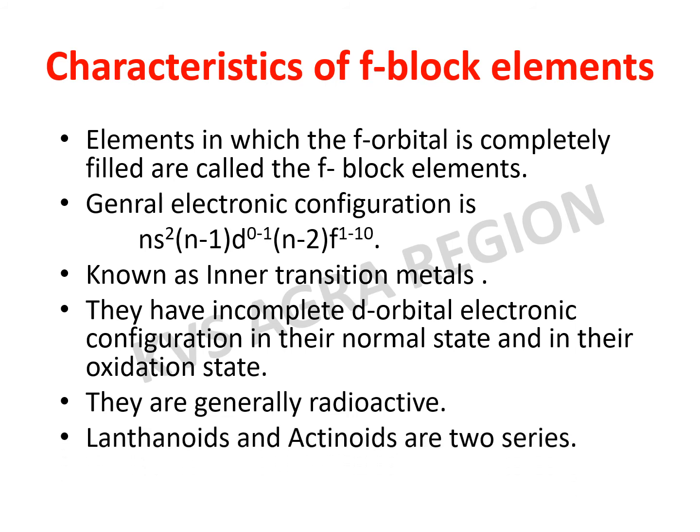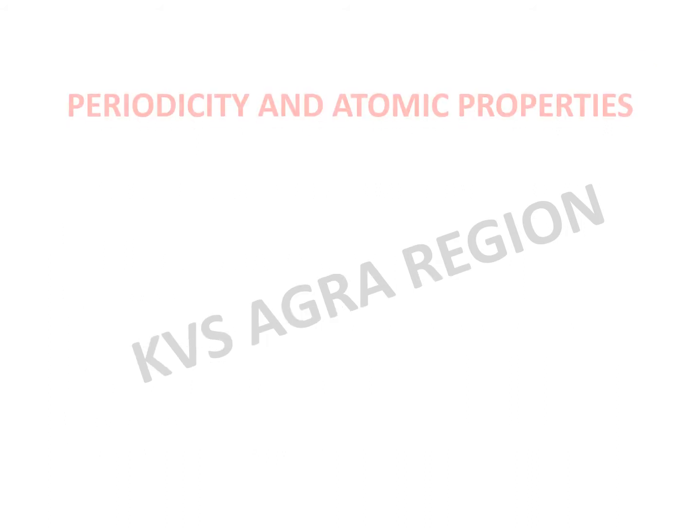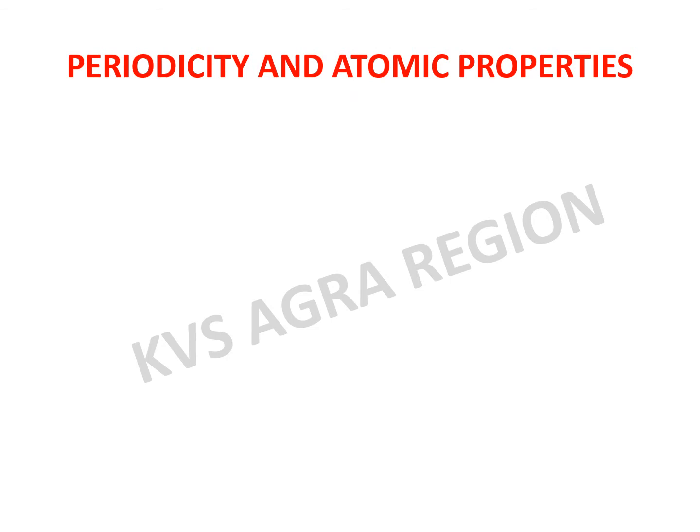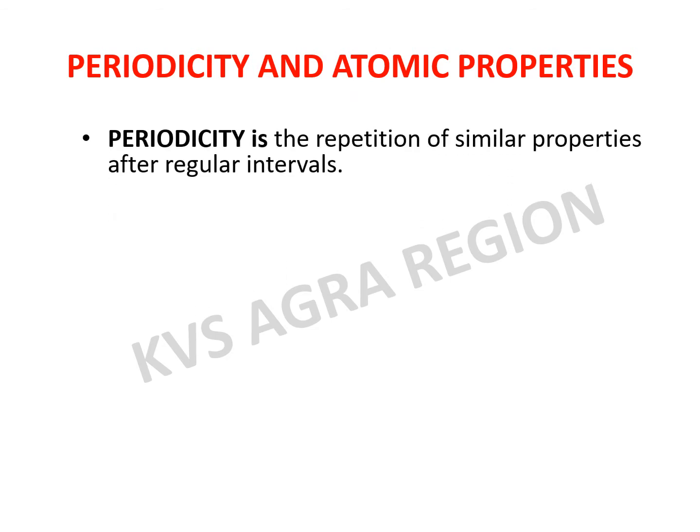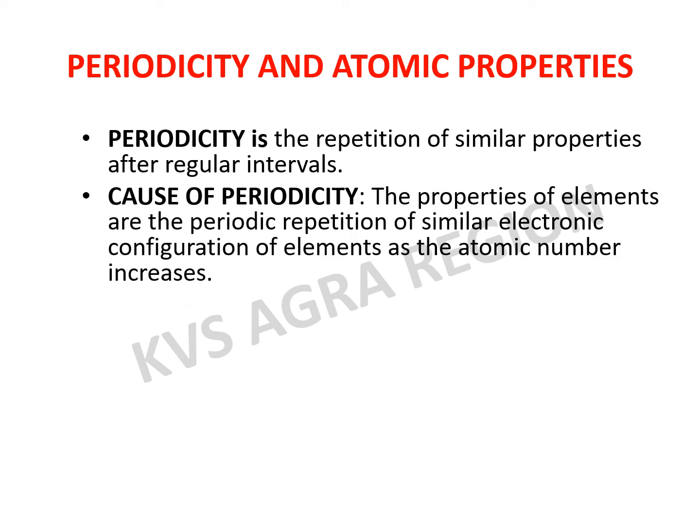Lanthanoids and actinoids are 2 series. Periodicity and atomic properties. Periodicity is the repetition of similar properties after regular intervals. Cause of periodicity: the properties of elements are a periodic repetition of similar electronic configuration of elements as the atomic number increases.